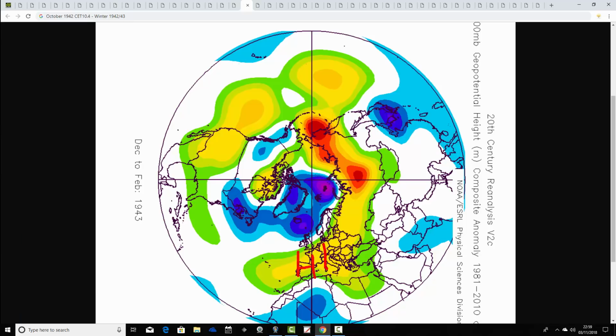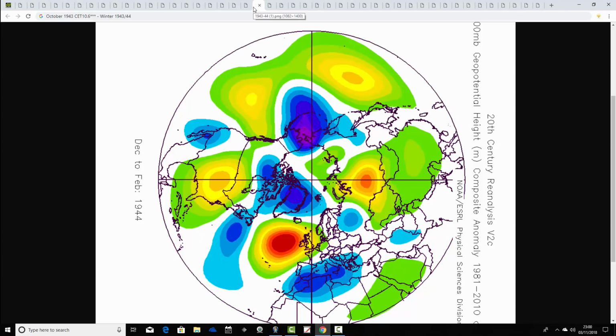This was a milder winter, much milder winter, with above average heights to the south, below average heights to the north, and there's those southwesterly winds coming in across the country. That's a much milder winter there. Another one for the 1940s. This is 1943 with a CET of 10.6. So again, bang on the CET that we've just had for October 2018.